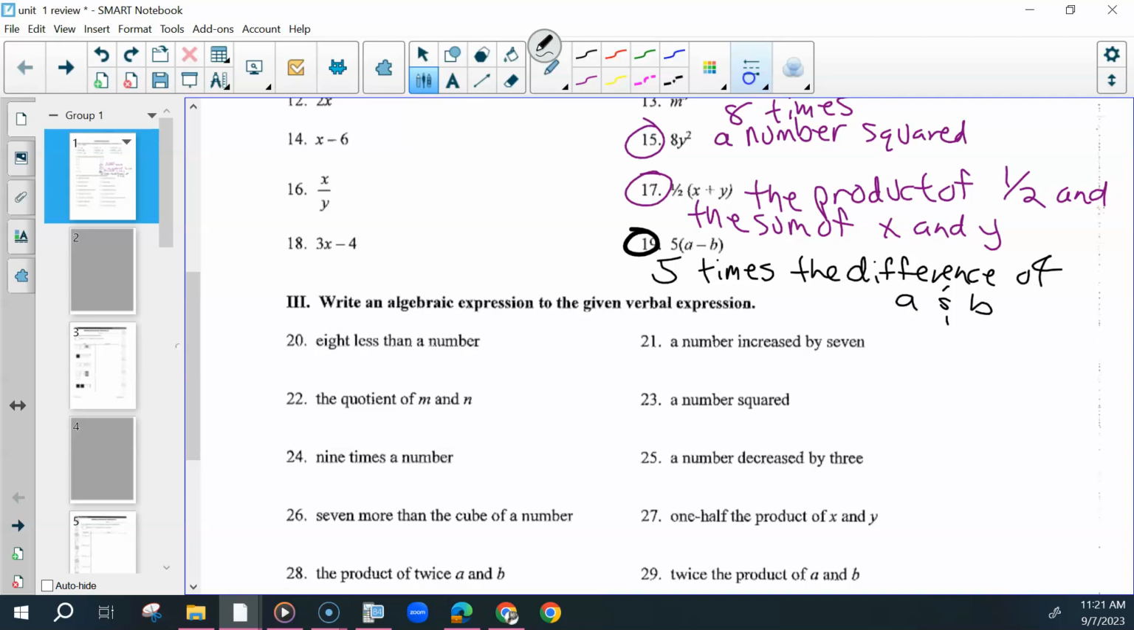Did you say 5 times the difference of a product? No, because if you want to use product, the only thing we're multiplying is 5 in this, so you could say the product of the difference of, but you couldn't use product for addition. Right? Other questions about that one?